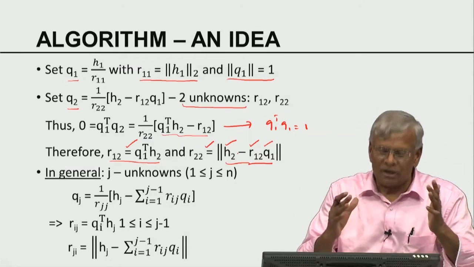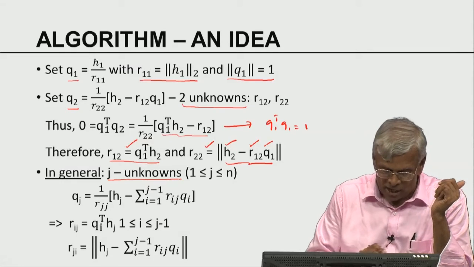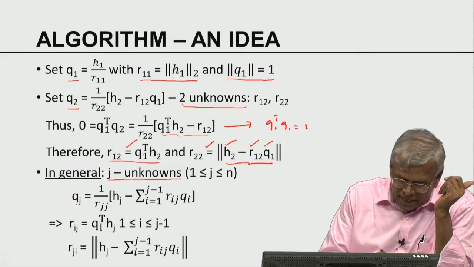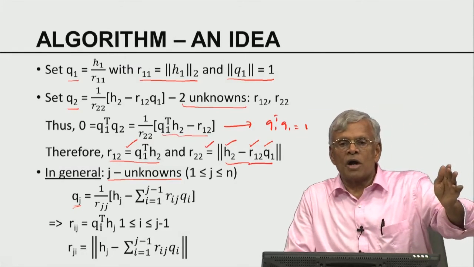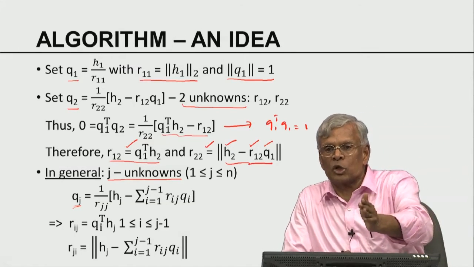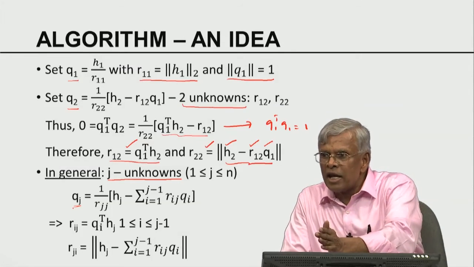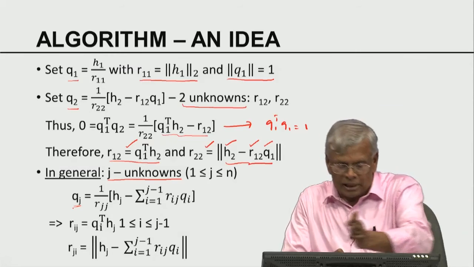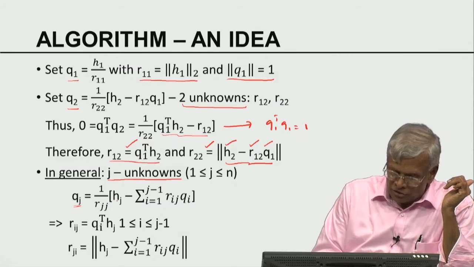So let us go back to the general case when there are J unknowns. In other words, I can now express qj. So let us pretend I have found q1, q2, q3 all the way up to qj minus 1. I am going to compute qj. Qj is going to be expressed as a linear combination of all the previous vectors.